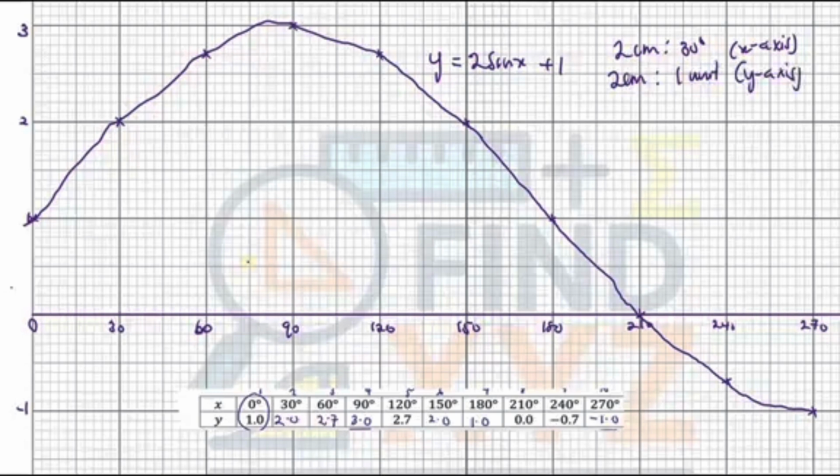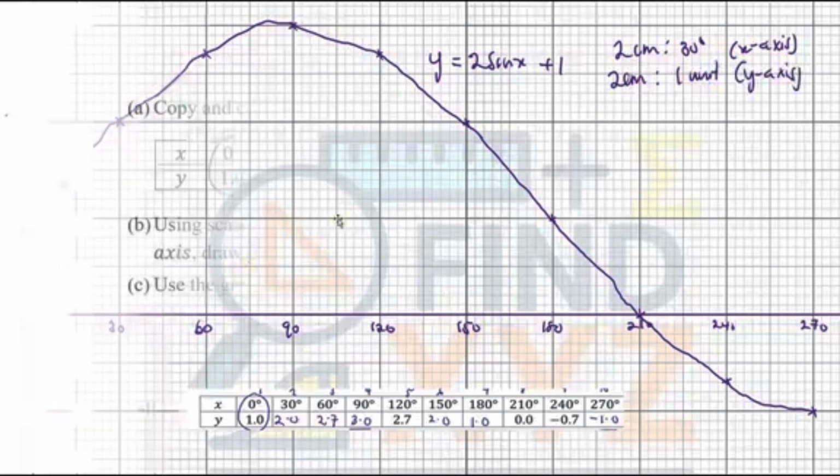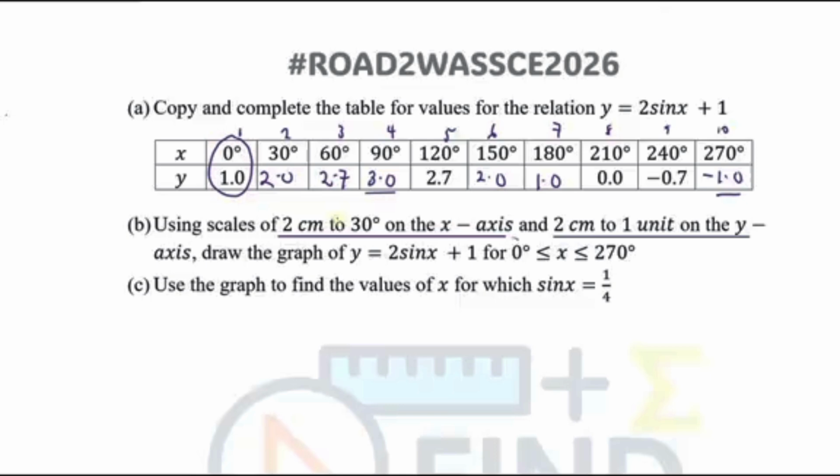This is the first part of the problem. We have been able to sketch our curve. Then next one, we are asked to use the graph to find the values of x for which sine x is equal to 1/4. It means that we are looking for the input of x that will give us 1/4. However, the curve that we have drawn is y is equal to 2 sine x plus 1. There are so many ways of doing this.